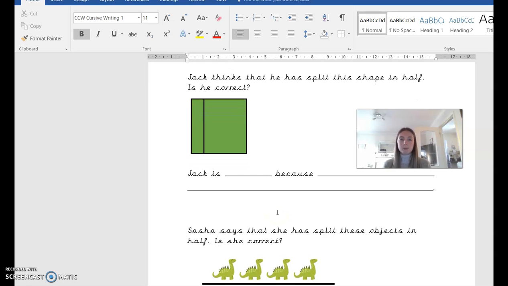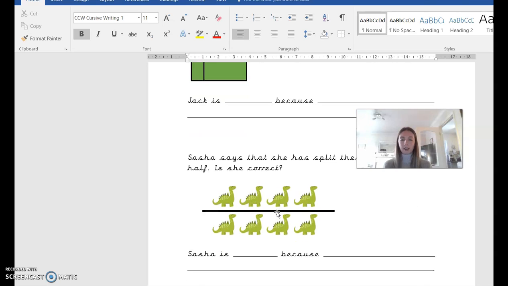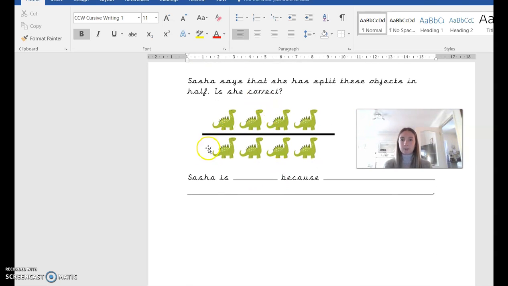So Jack thinks he has split this shape in half. Is he correct? You need to explain your thinking. And then Sasha says that she has split these objects in half. Is she correct? So you have got an activity and then 2 challenges to complete today.